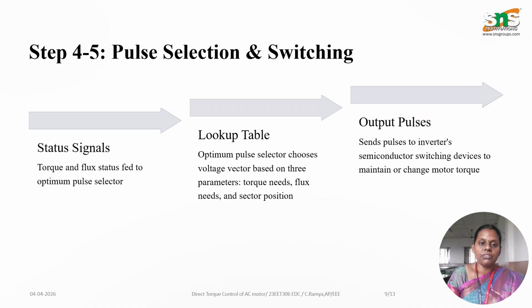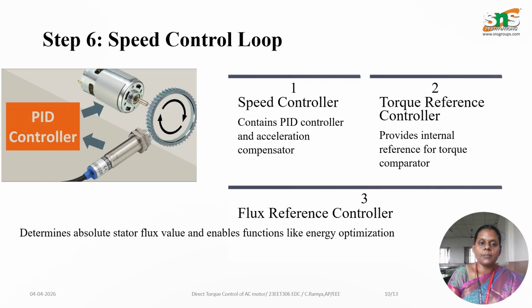Next, the fourth and fifth steps, which are the pulse selection and the switching. In this stage, the torque and the flux status signals are sent to the pulse selector. A lookup table is used to choose the appropriate voltage vectors. Based on this, switching pulses are generated and applied to the inverter in order to control the motor.